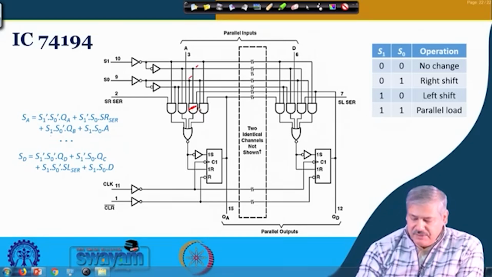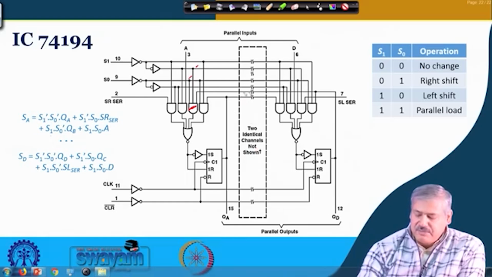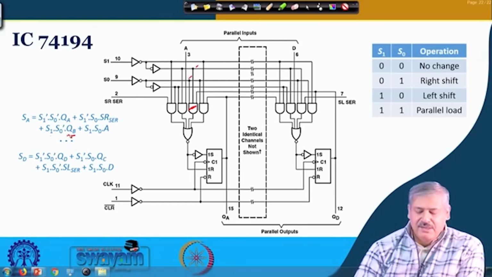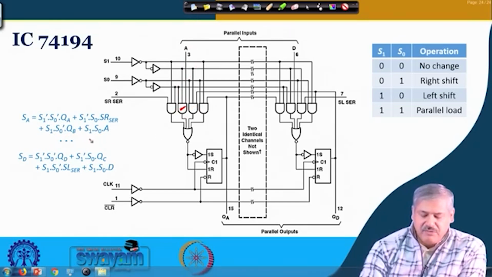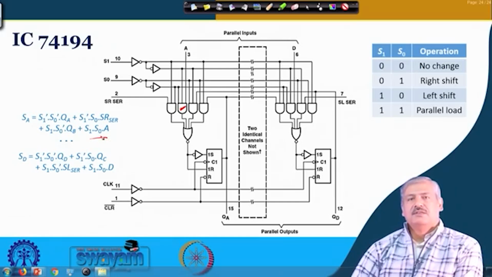In this, the input is coming from the previous stage. That is QA, so the previous stage is QB. So, it is coming from QB. And finally, here S1 and S0 both are 1. So, this is the case, this is the AND gate. In this case, A is coming over here. Is it clear?